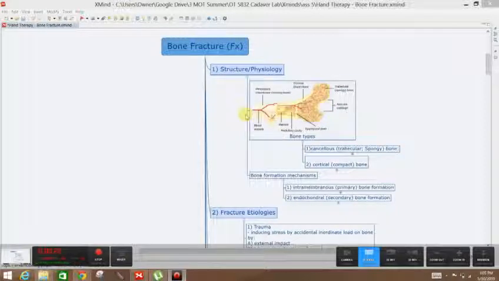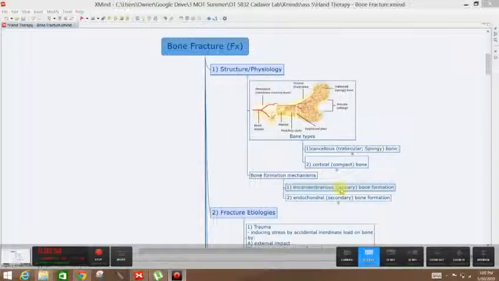Basically, the structure and physiology of the bone initially starts it, and there's two types of bone. There's cancellous, which is trabecular, or even more layman would be spongy bone, and then cortical, or more layman, is compact bone. Trabecular is on the end of long bones, also on inside flat bones like the vertebrae, and within the carpal bones. Compact bone is always on the outside, in the shaft of long bones.